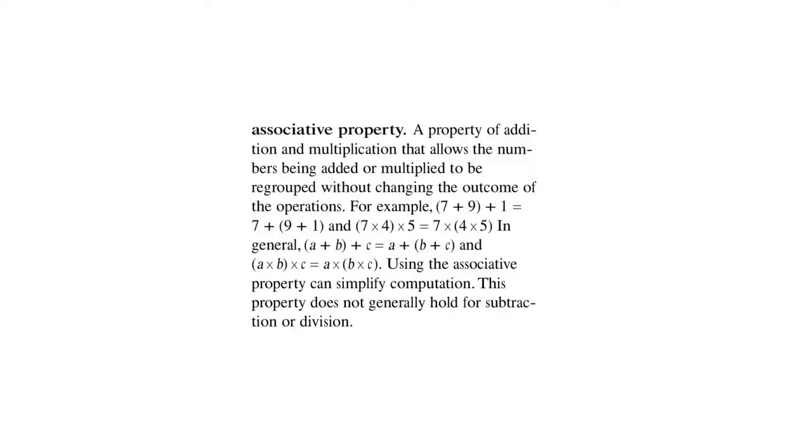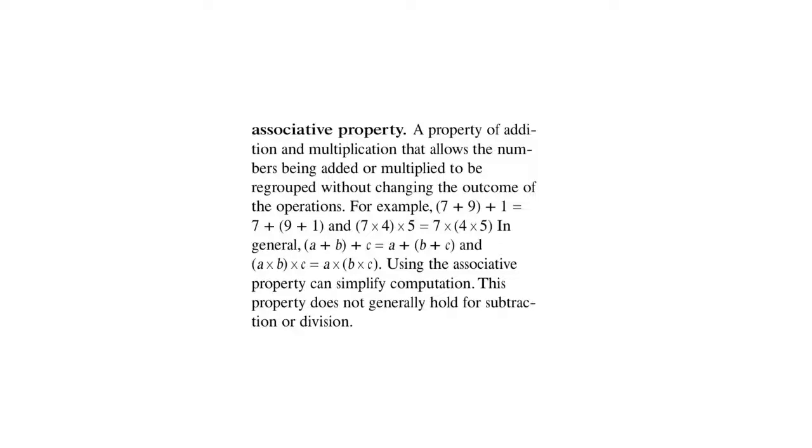Listed below is the definition for associative property from the Ontario Curriculum of Math. It states: a property of addition and multiplication that allows the numbers being added or multiplied to be regrouped without changing the outcome of the operation. For example, 7 plus 9 plus 1 is the same thing as 7 plus (9 and 1), meaning in addition you can add the numbers that, as we looked at in an earlier video, make 10 first, such as 9 and 1, and add the 7 after, instead of trying to add the 7 and the 9 and adding the 1 after.